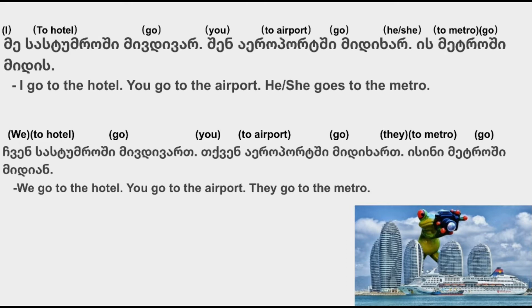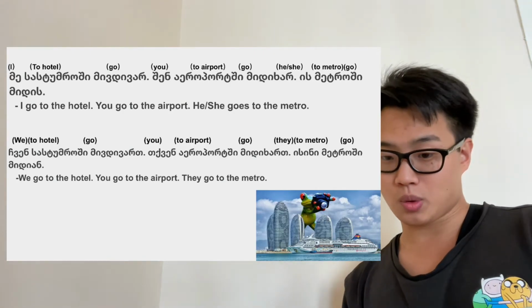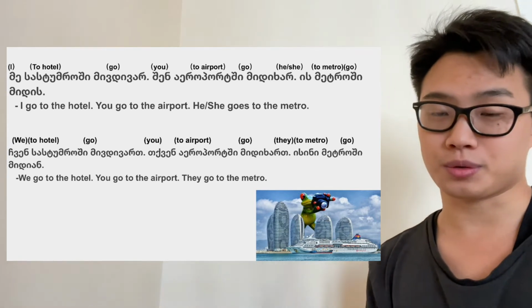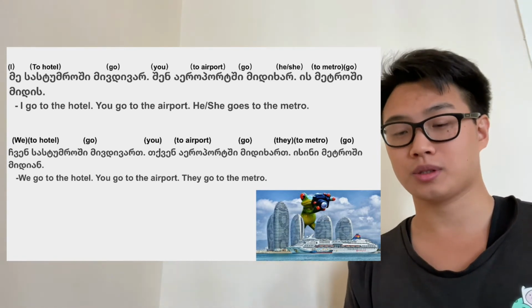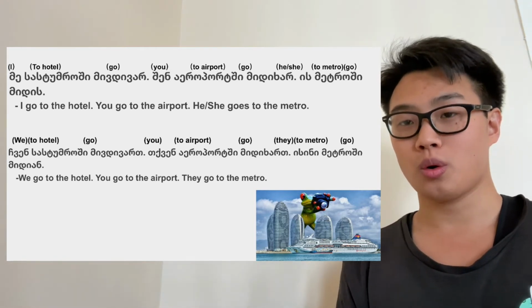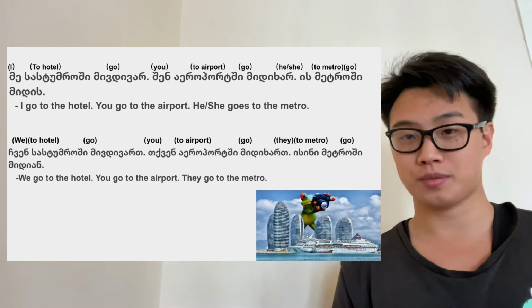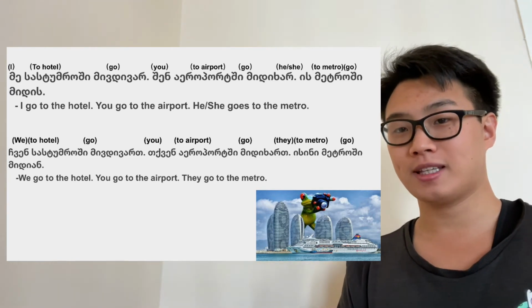So the first example here is I go to the hotel. Hotel in Georgian is sastumro. So I go to the hotel. Me sastumroshi, the postposition, remember postposition. Me sastumroshi mivdivar.